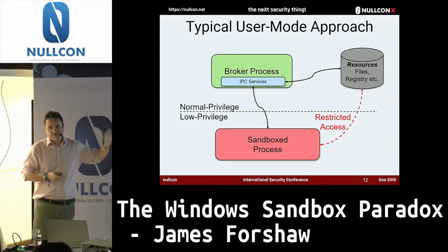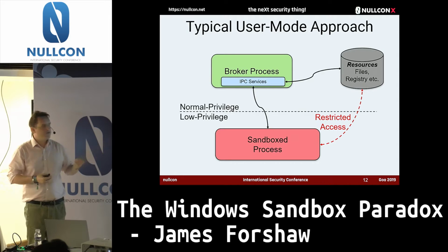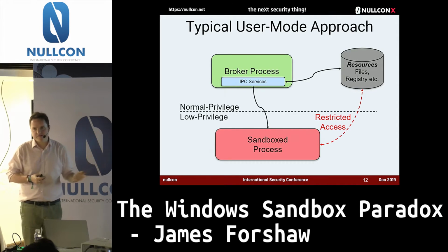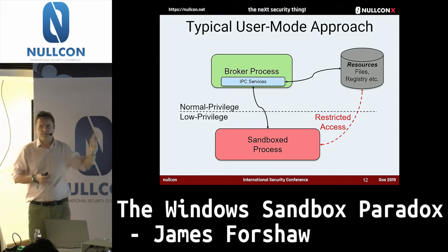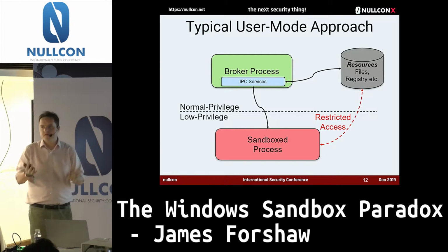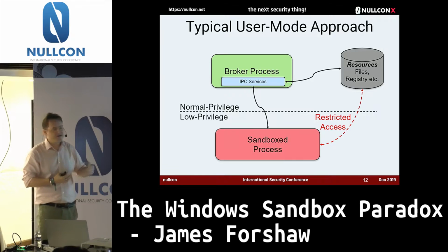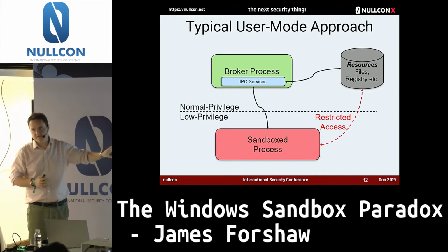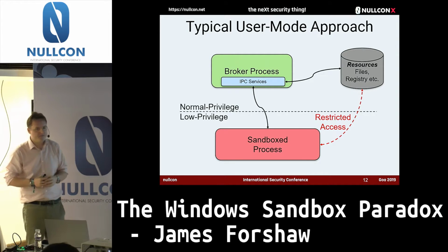So this is the sort of typical architecture you'll see. You'll typically have some sort of privileged broker process. When I say privileged, all I mean is it's more privileged than your sandbox process. So Chrome, for example, runs its broker at a normal user privilege. However, Edge runs its broker inside an app container, and it just uses some funky tricks to then sandbox processes further on from that, as we'll see later.